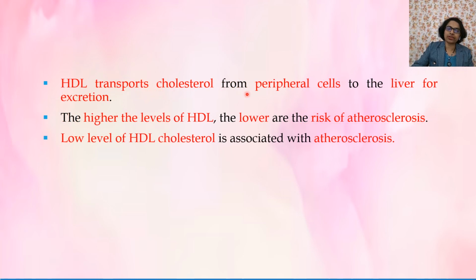HDL transports cholesterol from peripheral cells to the liver for excretion. So what is the concept here? HDL, this high density lipoprotein, transports the excess cholesterol present in the peripheral tissue from peripheral cells to the liver for excretion. The higher the level of HDL, the lower the risk of atherosclerosis. What we understood here is that when there is a higher level of HDL, that is good cholesterol, we are at low risk for atherosclerosis.